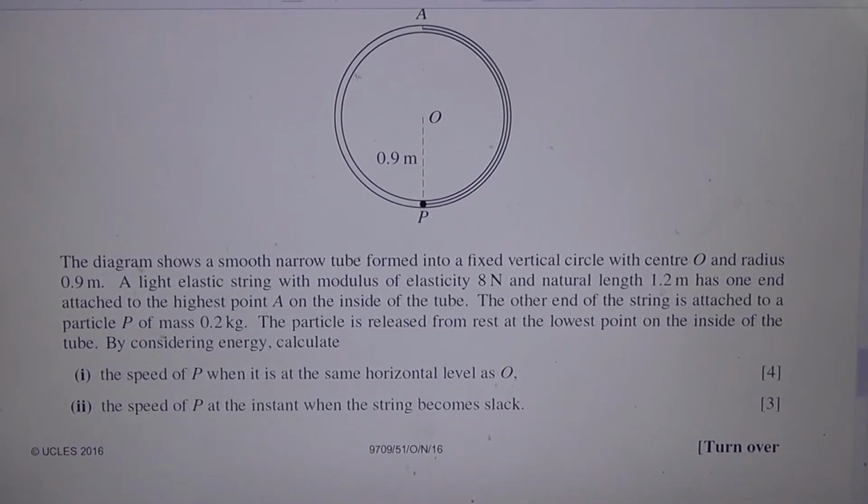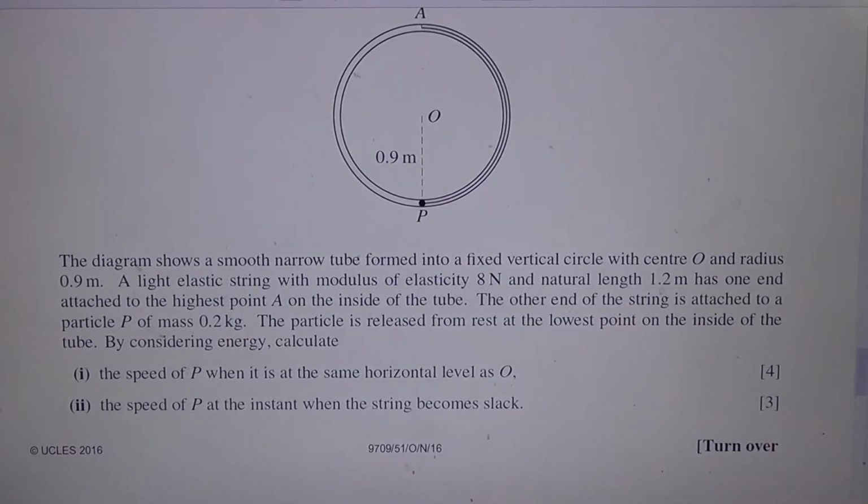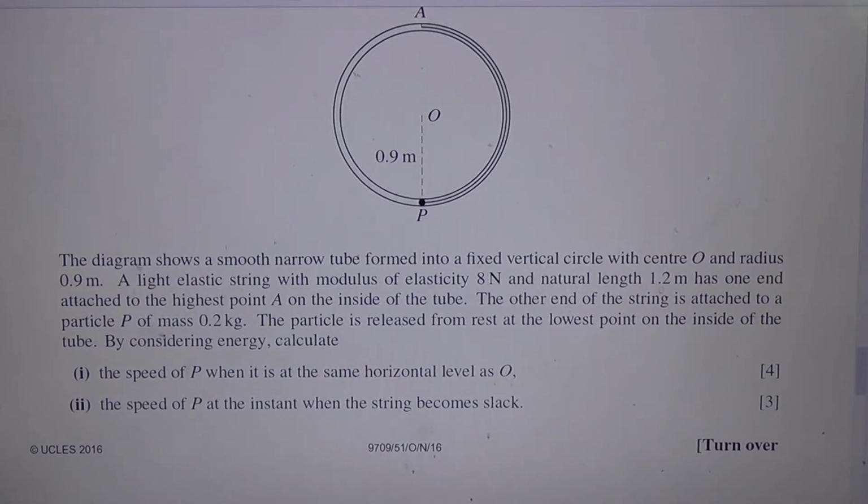Hi, for this question, the diagram shows a smooth, narrow tube formed into a fixed vertical circle with center O and radius 0.9 meters. A light elastic string with modulus of elasticity 8 newtons and natural length 1.2 meters has one end attached to the highest point A on the inside of the tube. The other end of the string is attached to a particle P of mass 0.2 kilograms. The particle is released from rest at the lowest point on the inside of the tube.